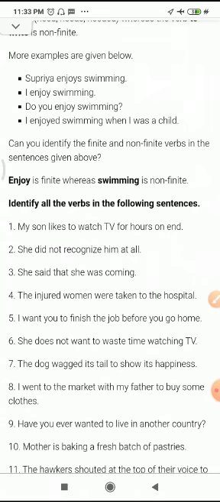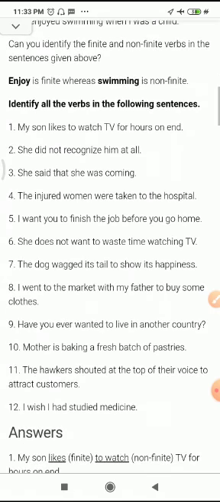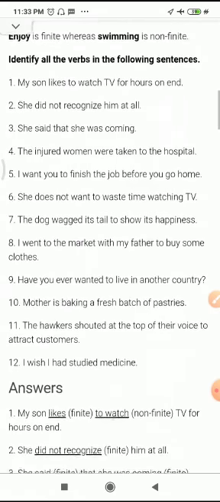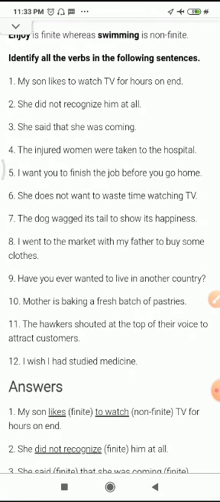Now, there are some questions. Identify all the verbs in the following sentences. Can you see? My son likes to watch TV for hours on end. She did not recognize him at all. She said that she was coming. There are some 10 to 12 questions. Look carefully, children, and take a screenshot.